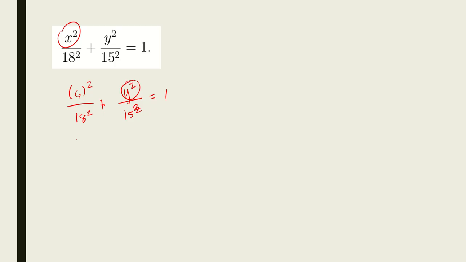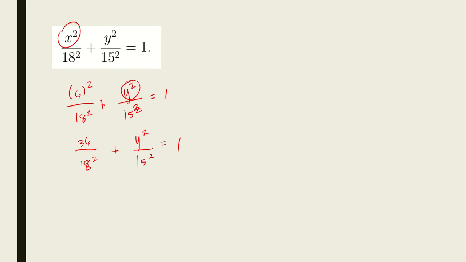So how are we going to do that? First thing to do is you need to identify what is 6 squared. That is 36 all over 18 squared. So using your calculator, that is 36 over 18 squared. The answer is 1 over 9 plus y squared all over 15 squared, which is equal to 1.